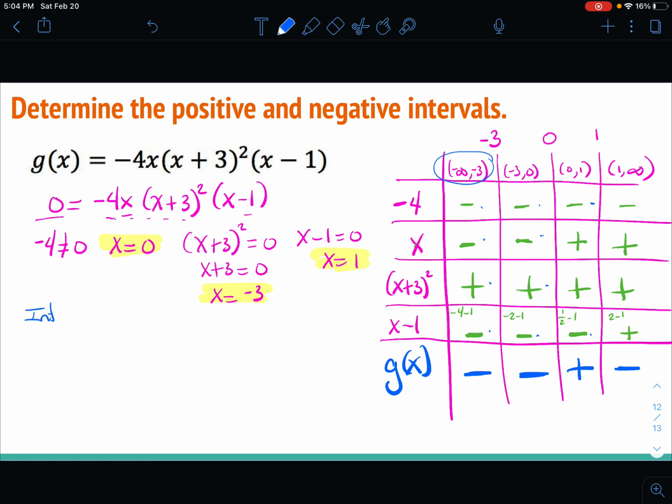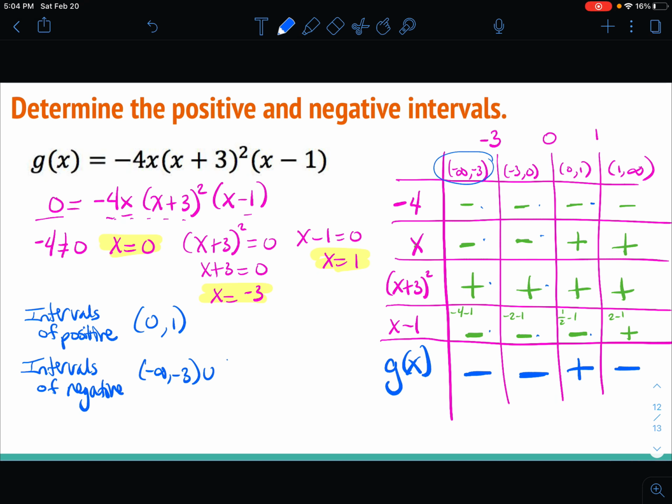So from here we can say intervals of positive are, let's see, the intervals are only the 0 to 1. That's it. That's the only interval that's positive. And intervals of negative are from -infinity to -3, union -3 to 0, union 1 to infinity. So we have three regions that are negative.